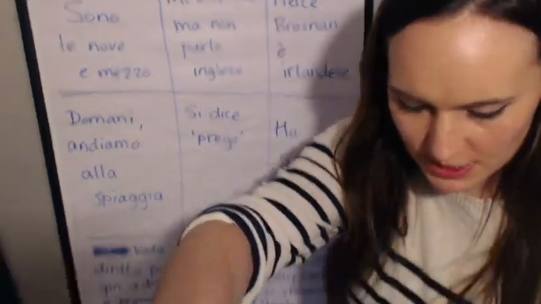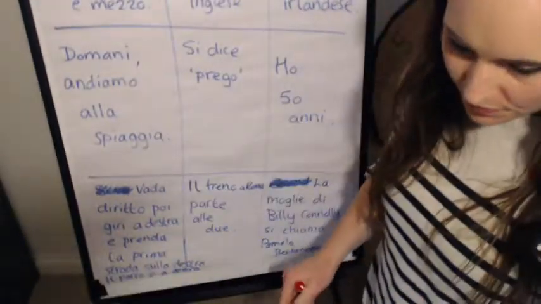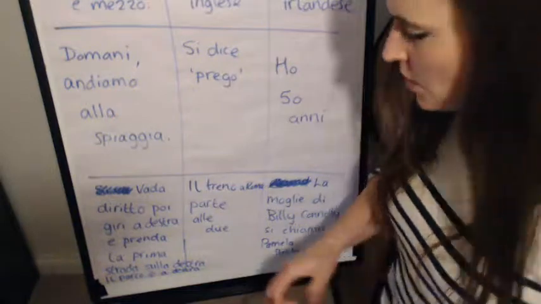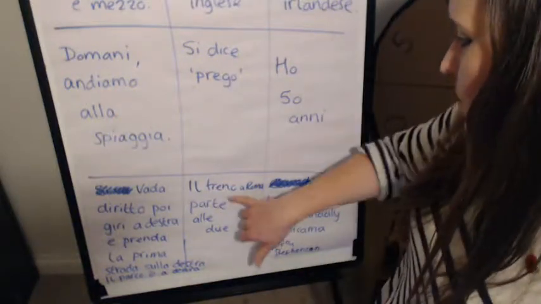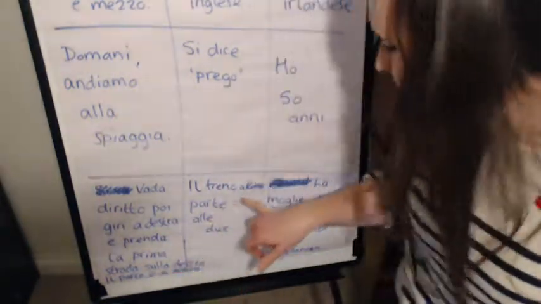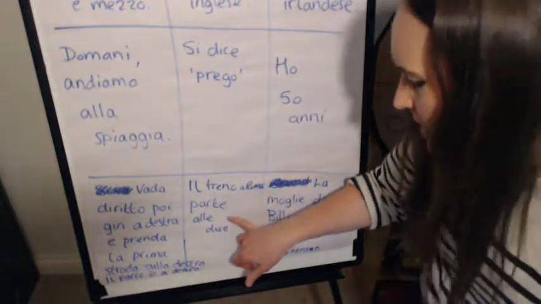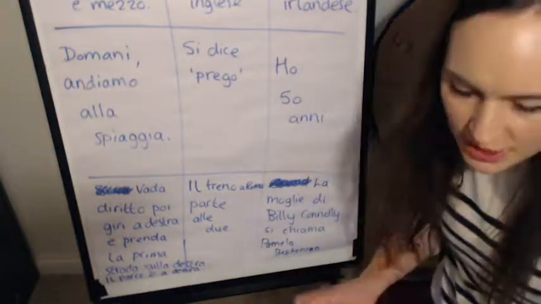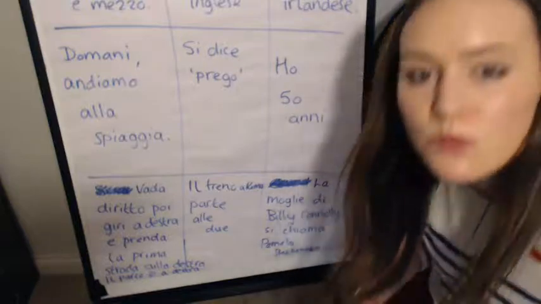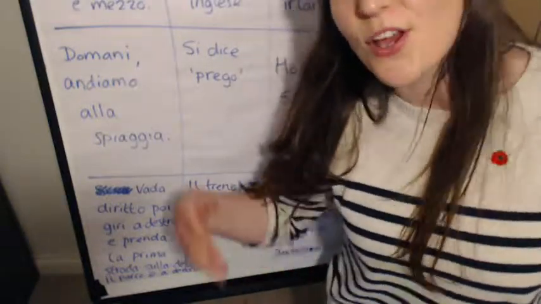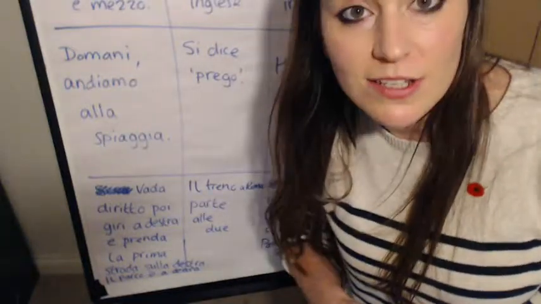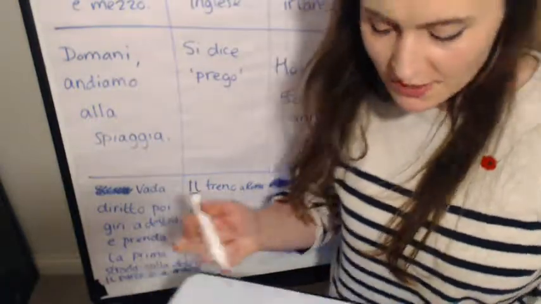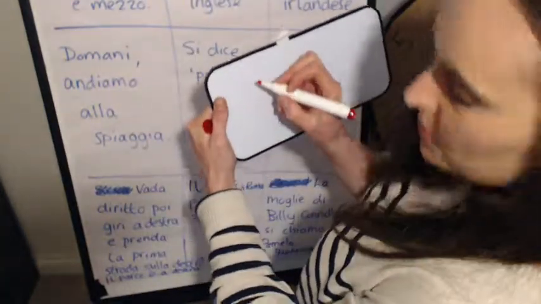Okay, let's look at this last one. Well, last three. So we've got this one here. Il treno a Roma parte alle 2. Il treno a Roma parte alle 2. So the train to Rome leaves at 2 o'clock. So we're asking, what time does the train to Rome leave? So this is how you do that.